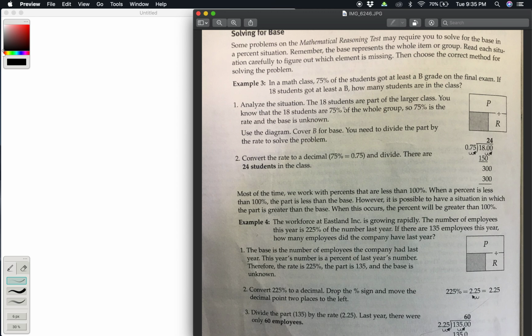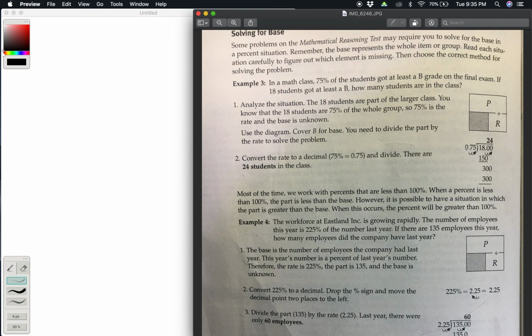So analyze the situation. The 18 students are part of the larger class. You know that the 18 students are 75% of the whole group. So 75 is the rate and the base is unknown. Use the diagram to cover B for base. You need to divide the part by the rate to solve the problem.